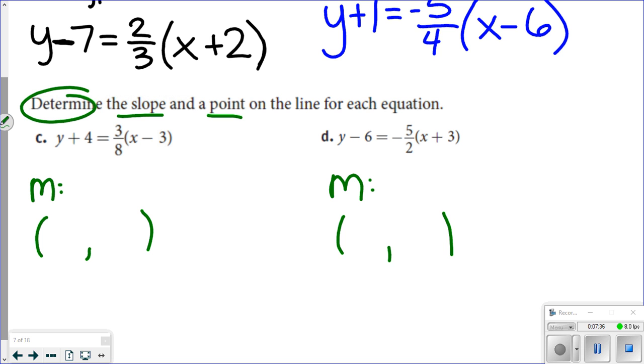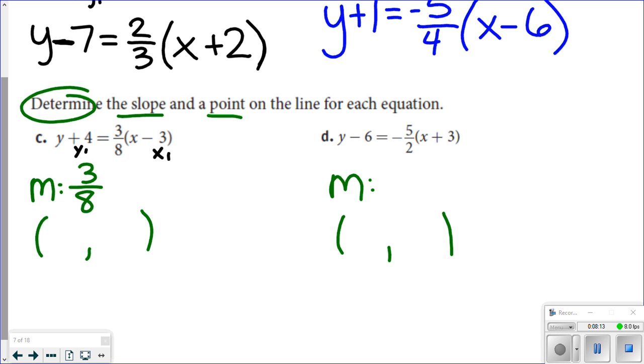Okay, so I would like you to please pause the video, and try to see if you can come up with these. Make sure that you're paying close attention to your signs when you're writing your point. My slope here is 3/8. If you need to, in your equation, you could label this as x1 and y1 to hopefully cut down on any mistakes that you might make.